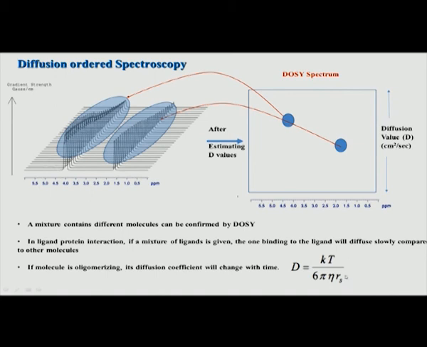This Rs is the hydrodynamic radius, and remember that it is related to the molecular weight. So, the higher the molecular weight, the lower the diffusion. Typically, if I double the molecular weight, I expect the diffusion to go down by half and so on. And if I double the viscosity, again D will go down. So, this completes diffusion order spectroscopy, DOSY.